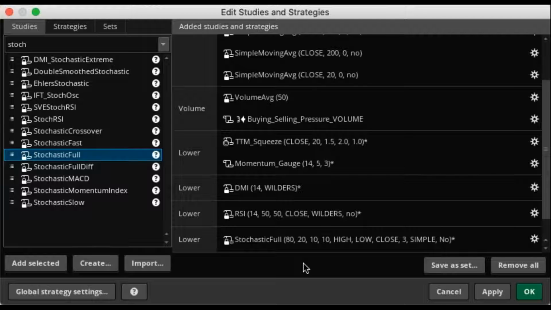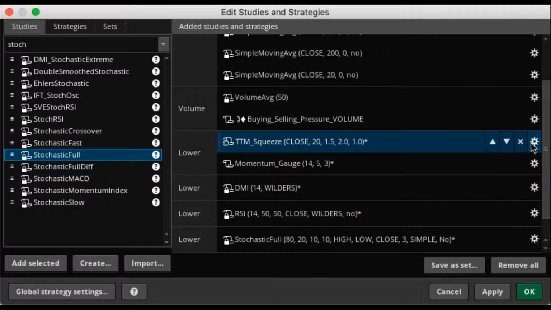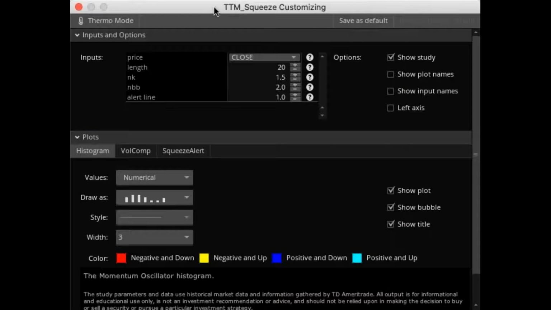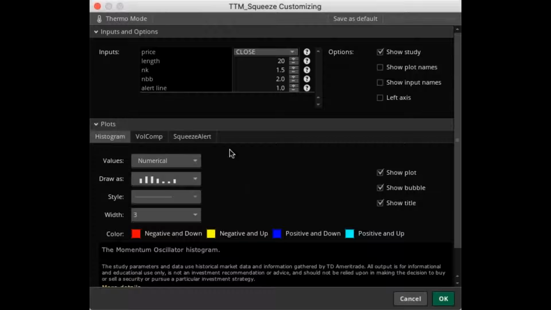All right, everybody good? Yep. All right, so let's go into the TTM Squeeze and click edit. Let me see screen. Here we go. So it's gonna look like this, and it's gonna be negative down red. That's fine.